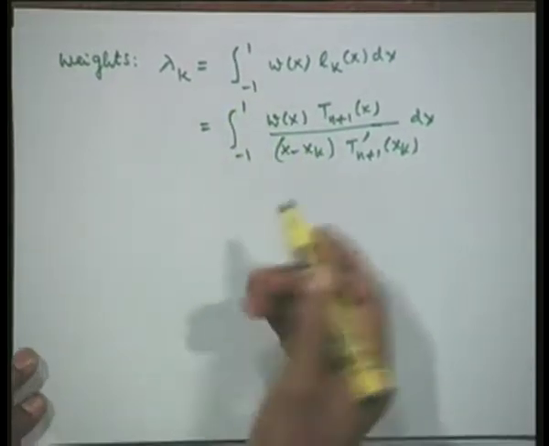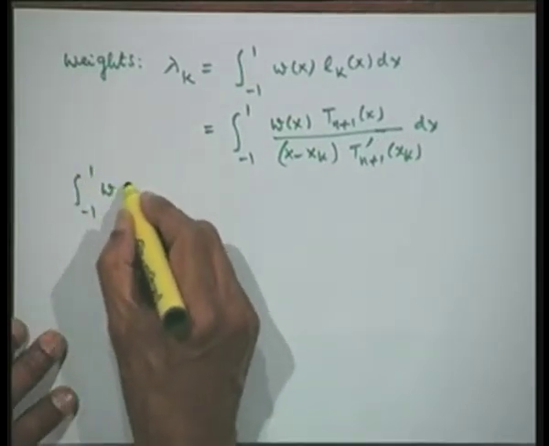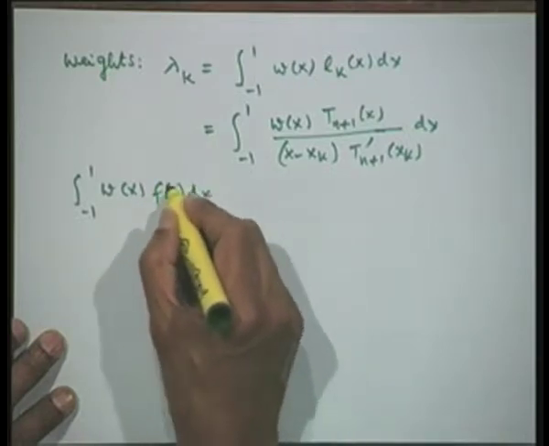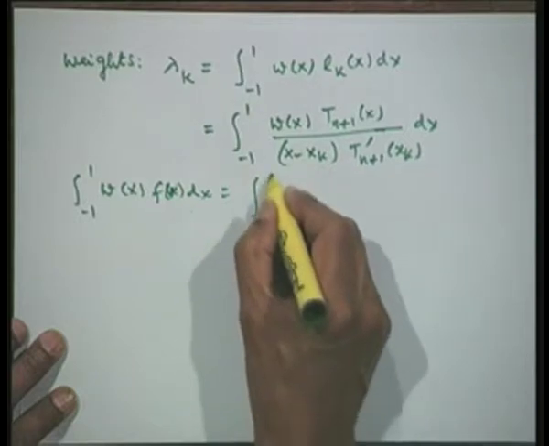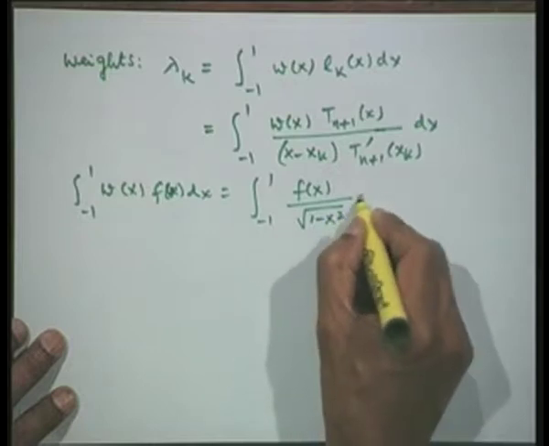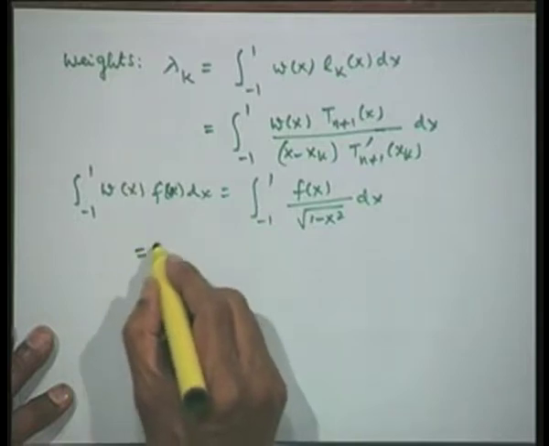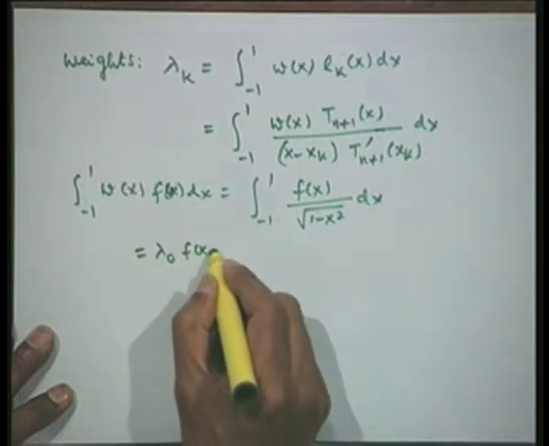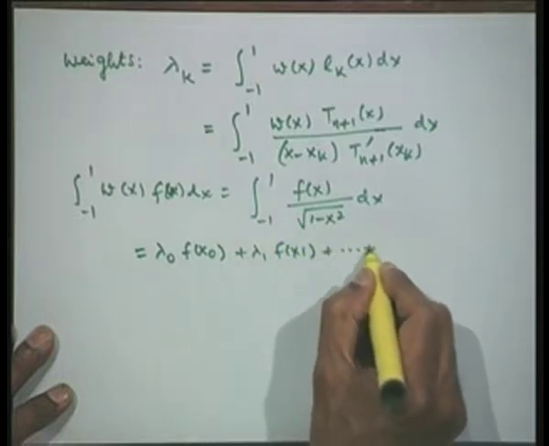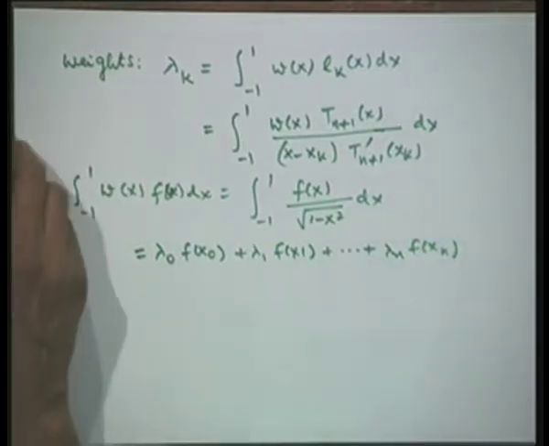Now, once the weights and the abscissas are known, then we can finally write down our formula. The formula is the integral from minus 1 to 1 of f(x) w(x) dx, that is, the integral from minus 1 to 1 of f(x) upon under root of 1 minus x square dx, where w(x) is a weight function that we have introduced, and that is equal to lambda naught f of x naught plus lambda 1 f(x 1) plus, and so on, lambda n f of x n. So, this will be the formula that we will have.